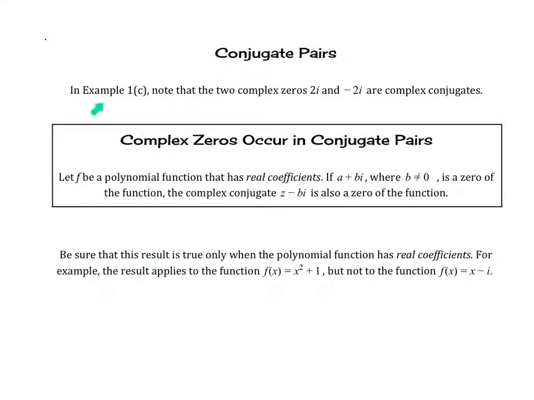So let's look at conjugate pairs. In example 1c, we're going to note that the two complex zeros, 2i and negative 2i, are complex conjugates. Complex zeros occur in conjugate pairs. So let f be a polynomial function that has real coefficients. If a plus bi, where b is not 0, is a zero of the function, the complex conjugate a minus bi is also a zero of the function. Be sure that this result is true only when the polynomial function has real coefficients. For example, the result applies to this function here, but not to the function with an i in it.